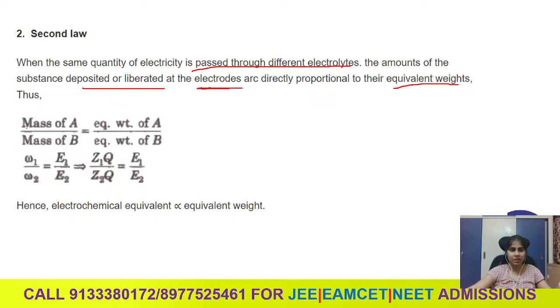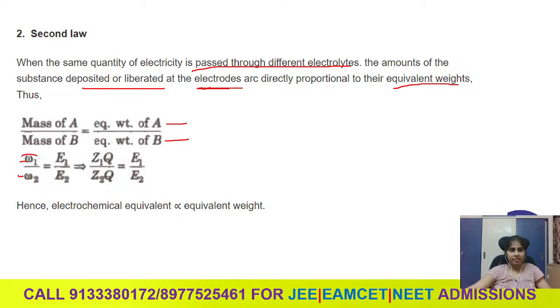You can see by this formula, we are passing the electricity through two different solutions, A and B. Some amount of mass of A and B will be deposited. We take the ratio of mass of A and mass of B, which is equal to the equivalent weight of A and equivalent weight of B. So these masses are denoted by W1 and W2, and they are equal to E1 by E2, the equivalent weights.